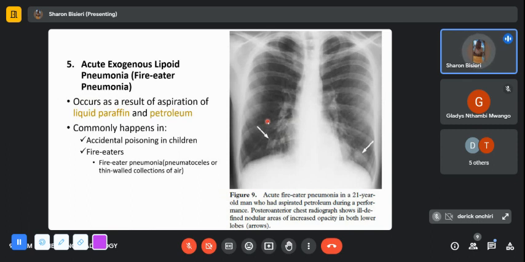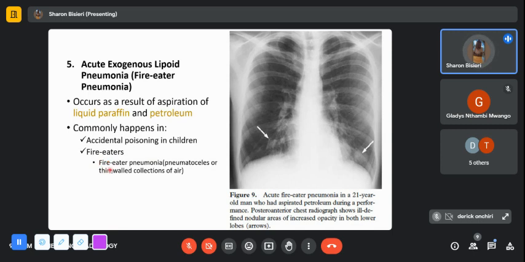Then lastly, we'll go to exogenous lipoid pneumonia, which can be acute or chronic. So first we'll start with acute. Lipoid pneumonias occur as a result of aspiration of liquid paraffin or petroleum, so lipid containing substances. This acute type commonly happens in children following accidental poisoning. It also tends to occur in fire eaters who work at carnivals, people who blow fires because they use paraffin within their mouth.